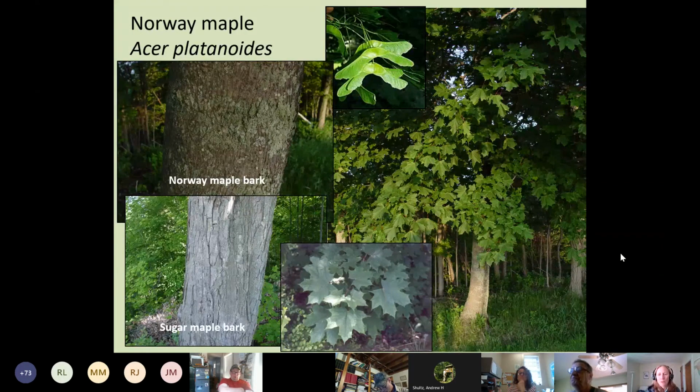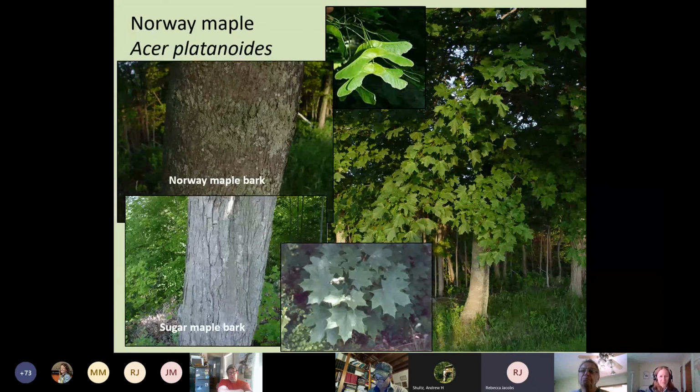And we left off with shrubby honeysuckles, and today we're going to circle back and begin with Norway maple. I know this was a species that we saw at my field site yesterday. Maybe others saw it too. Rebecca, are you with us? I am. Good morning, everybody.